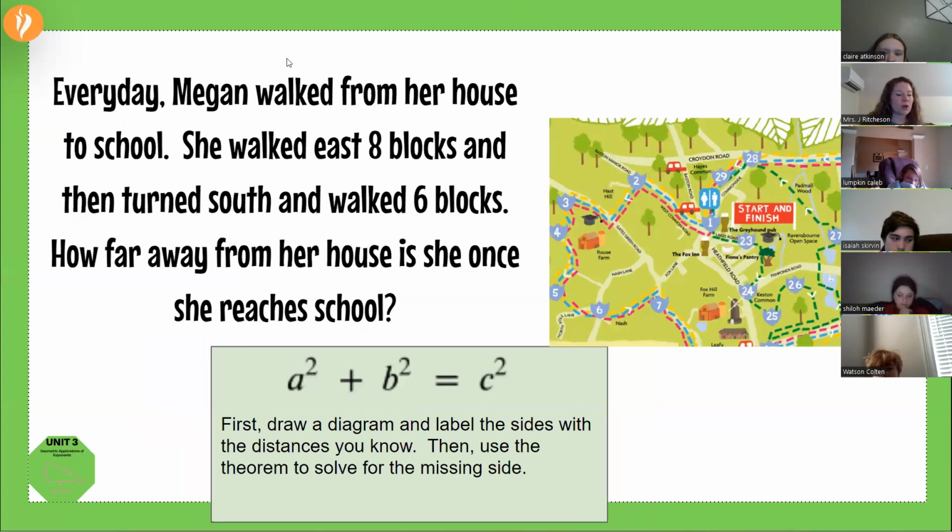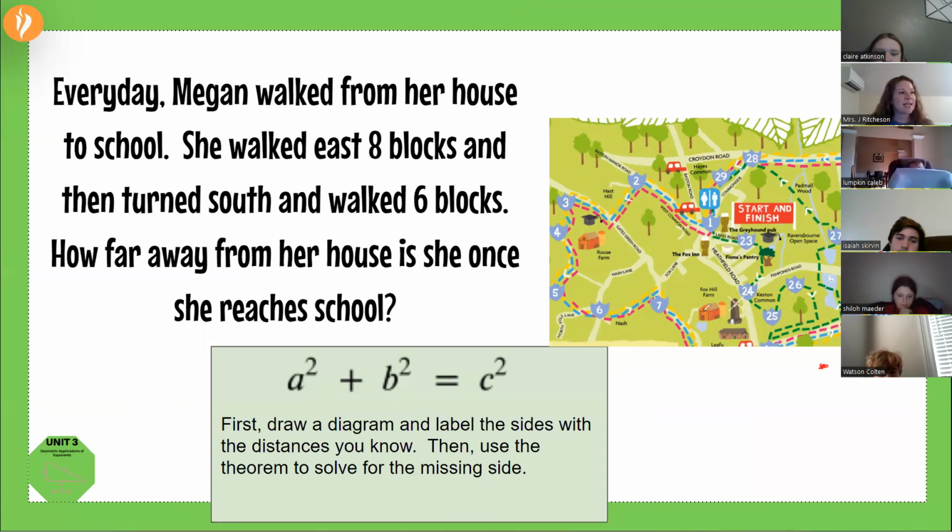All right, look at this slide. Every day, Megan walked from her house to the school. She walked 8 blocks east and then turned south and walked 6 blocks. How far away from her house is she once she reaches the school? All right, so for this one, I'm going to have a starting place. So here's our starting place, okay?